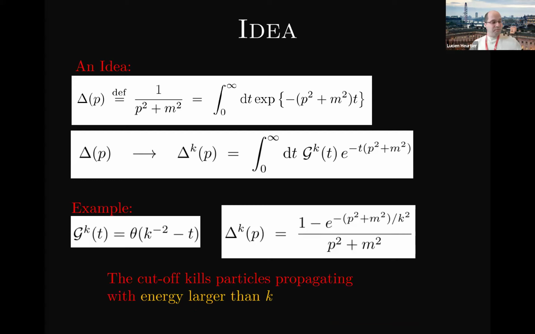Okay, so an example, just to visualize the effect, but this is quite obvious. If you take a Heaviside function for the regulator, you obtain this kind of propagator, and you see easily here that this exponential factor, basically, if p squared plus m squared is much larger than k, then that kills with exponential, and if p squared plus m squared is small, then that will kill the propagator, which is what we want.